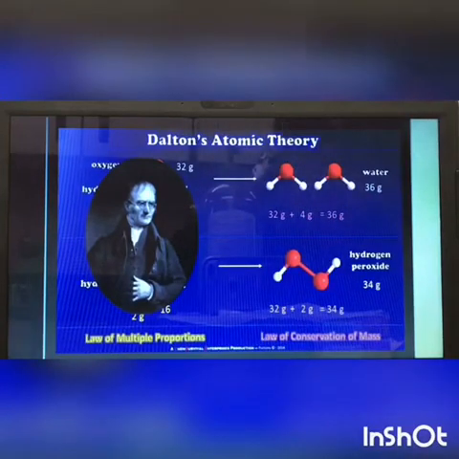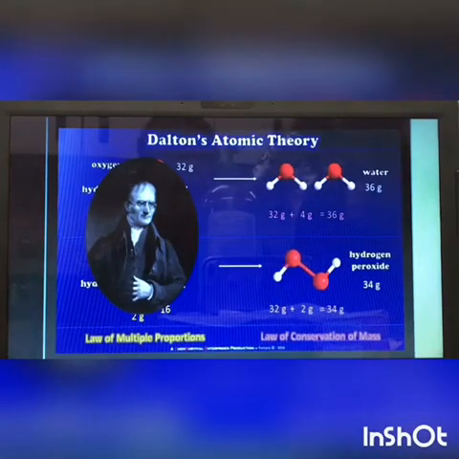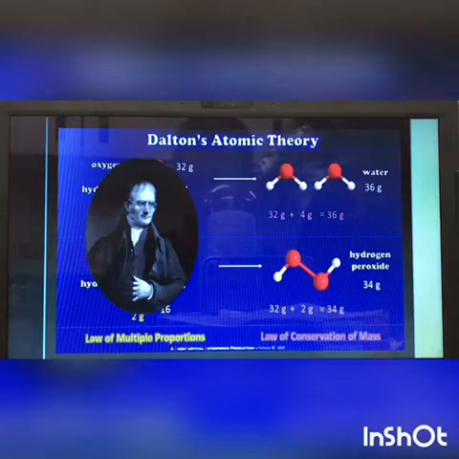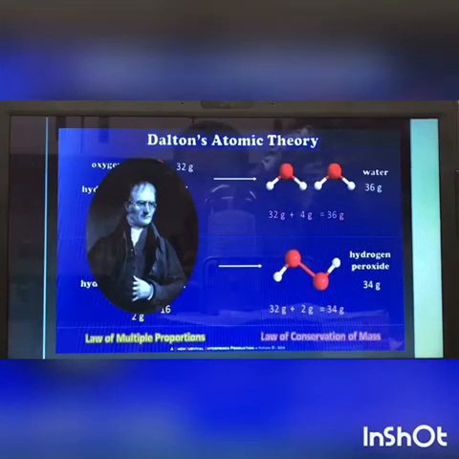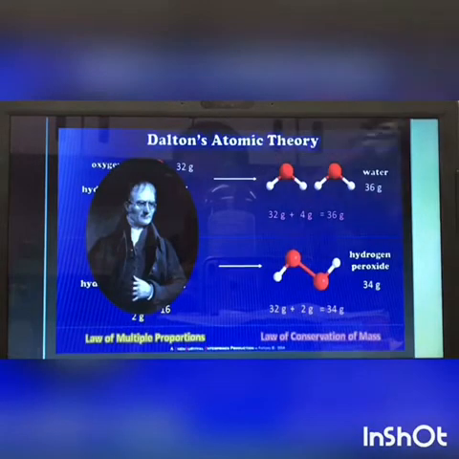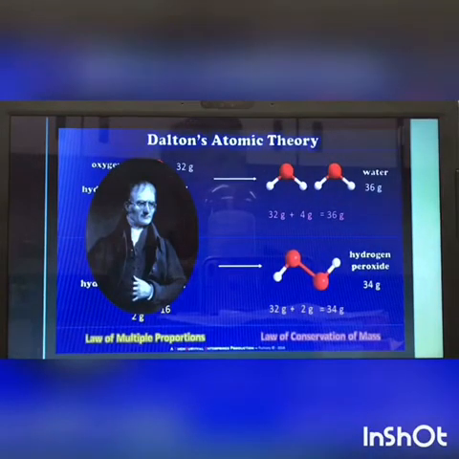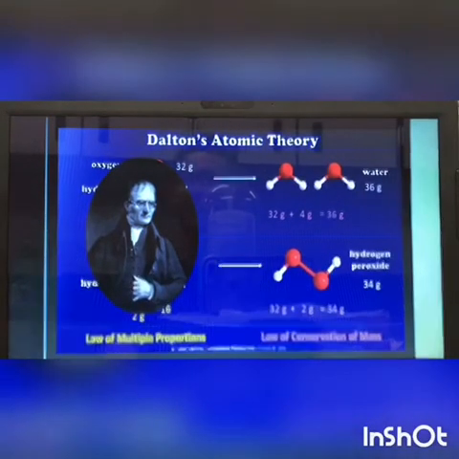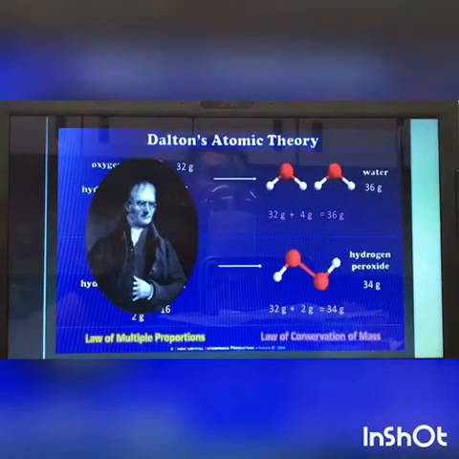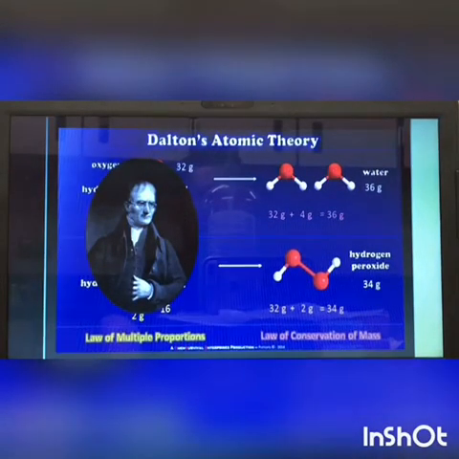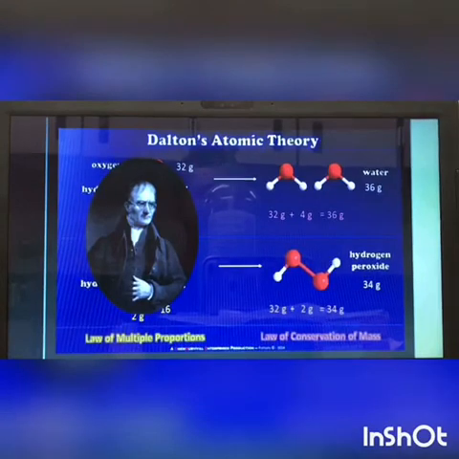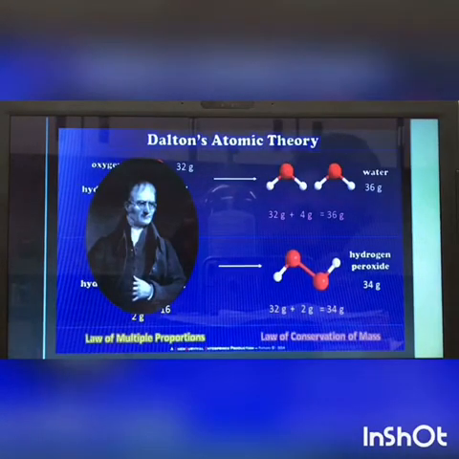Some interesting facts about John is that he started teaching at a local school when he was 12. He worked as a teacher in a new college in Manchester. John's first published work was meteorological observations and essays. John was the first to publish a scientific paper on color blindness. He was most famous for his atomic theory. He was probably the only scientist who got a statue in his lifetime.